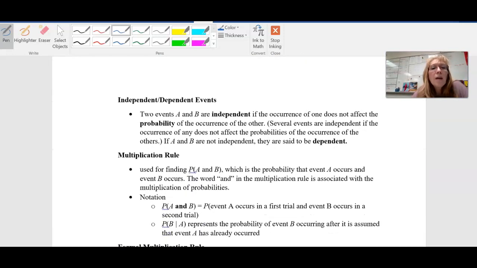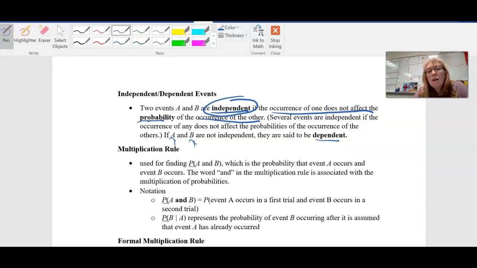All right, let's go down here. A and B are independent if the occurrence of the one does not affect the probability of the occurrence of the other. That's independent. All right, when they are not independent, then they're dependent. So whatever I do to A affects what I do to B. And we calculate these differently.